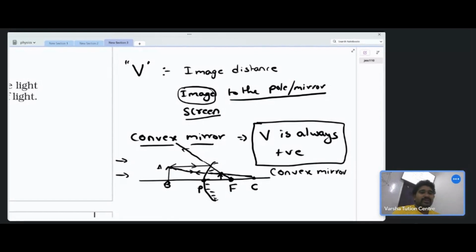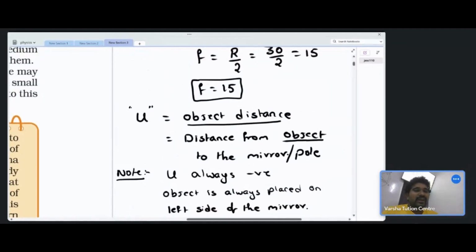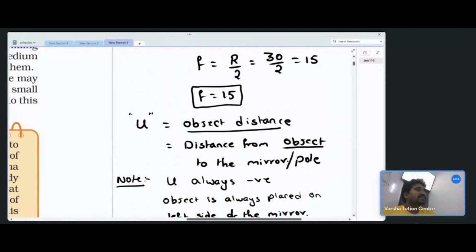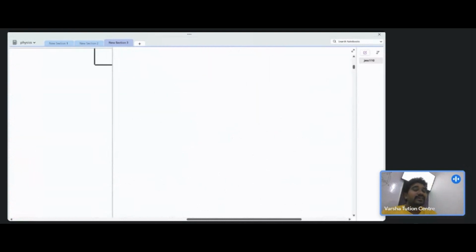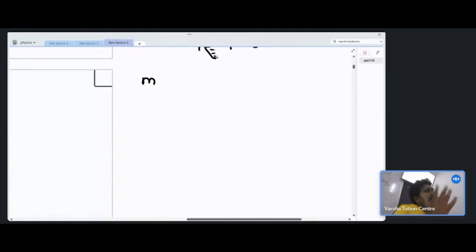Understood that thing now? We understood what is U, what is V, and what is F. So we will see the special cases of concave mirror and convex mirror. We have to define U positive or negative, M positive or negative. What is M? M is called magnification. For concave, it may be positive, it may be negative. Both cases are there. That's why I didn't specify that. But for convex mirror, V is always positive. Now M means magnification.